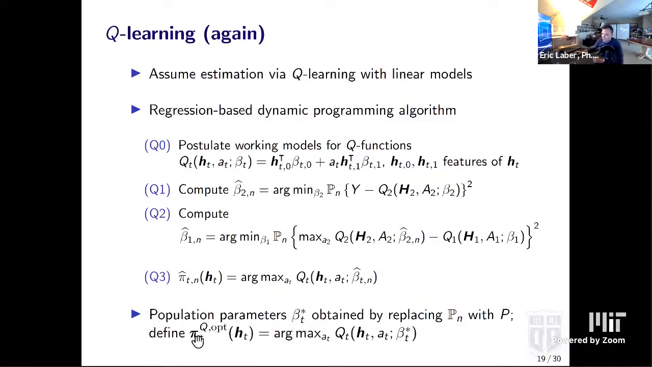And then we're going to define pi_t^Q-opt of H_t to be the argmax of Q_t(H_t, A_t; beta star_t). So this is not the optimal, right? This is what you would get with infinite data if you had committed to this strategy, right? And it's hard to expect to get better performance given that you've committed to this method of estimation, right? So if it's misspecified, the best you could realistically hope to do is to reach the limit of these estimators, right? So that's what we're going to talk about: convergence to this thing.